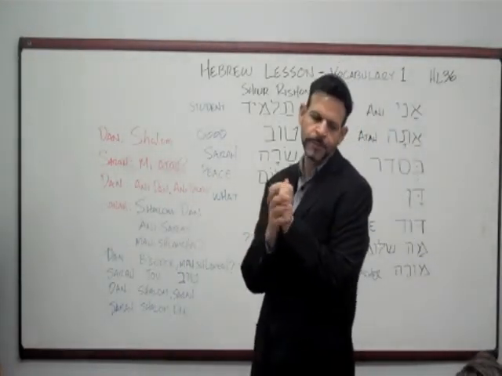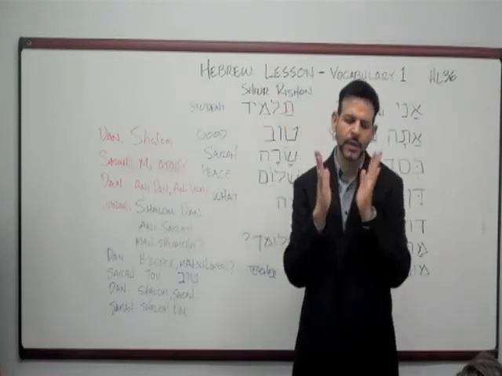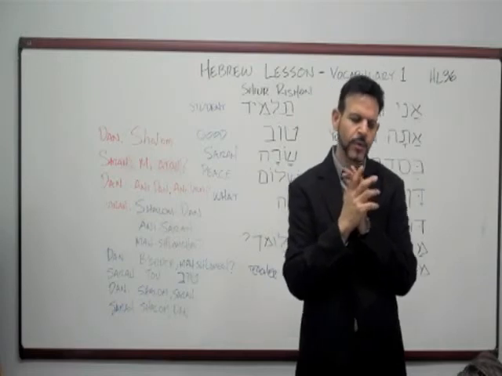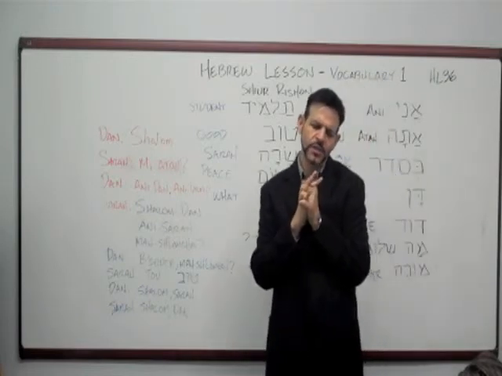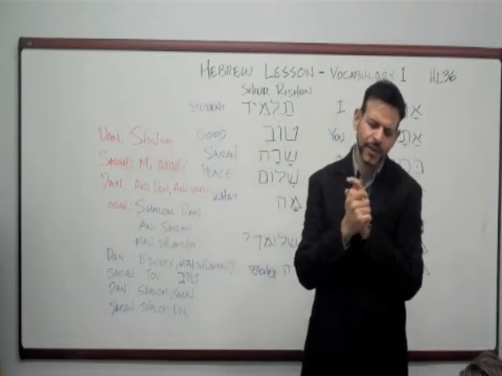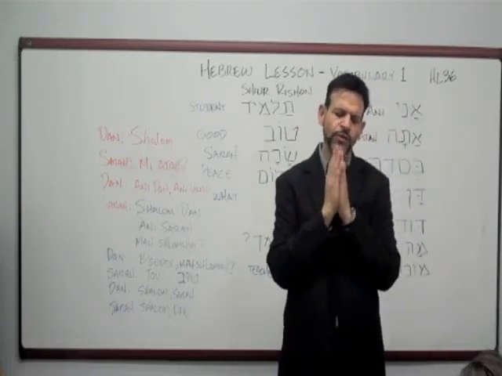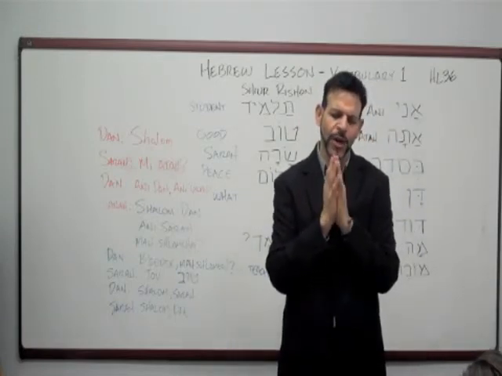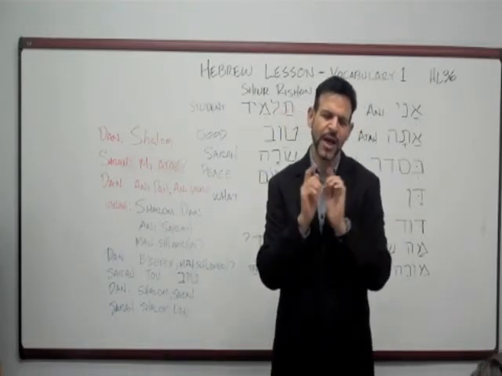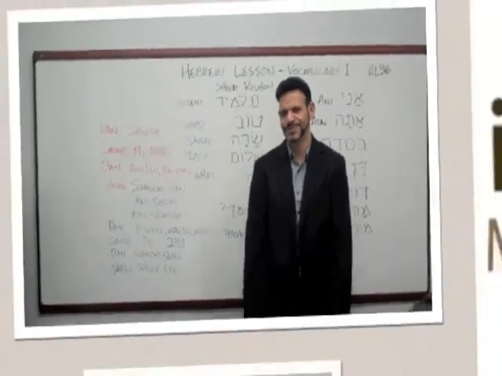Let's close in prayer. Avinu Malkeinu, our Father and our King, we thank you, Abba. As you are our Father, teach us as children to learn Hebrew. Let us conversate and let us translate and let us transliterate correctly. Father, that we can interpret the word of God and share the good news of the gospel wherever we go, that Yeshua is the Messiah. In his name we pray, B'shem Yeshua. Amen. Amen. God bless you.